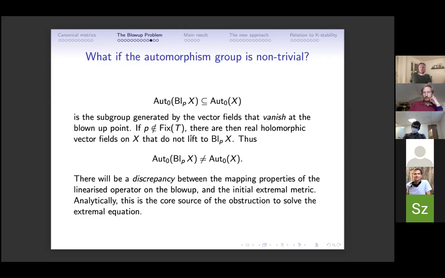There's going to be a discrepancy between what we see before and after blowing up. So we can solve everything modulo the things that are on X, but that's not really what you want to solve on the blow up. And that's why there's an issue somehow. But maybe I will have time to say a few more words about that later as well. Yeah, so this breaking or whatever of the automorphism group, this discrepancy between the automorphism groups is really the core analytic reason for why you see some kind of obstruction.